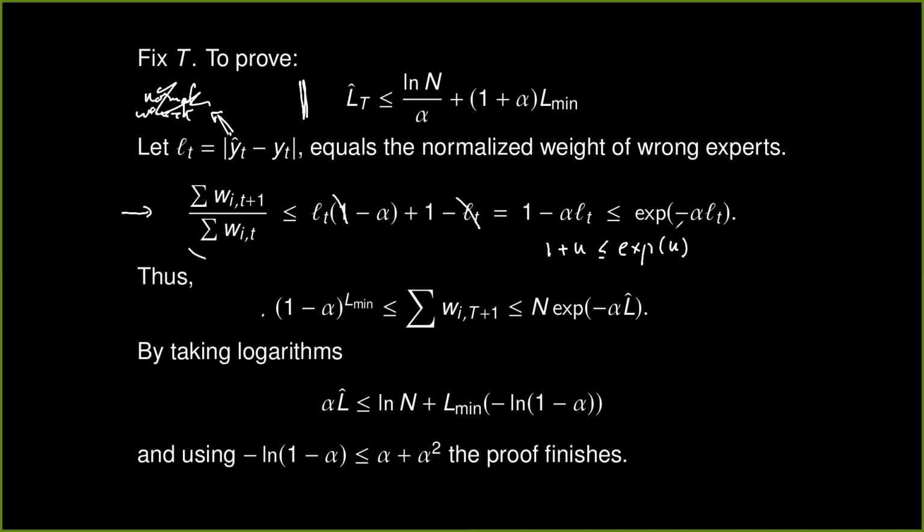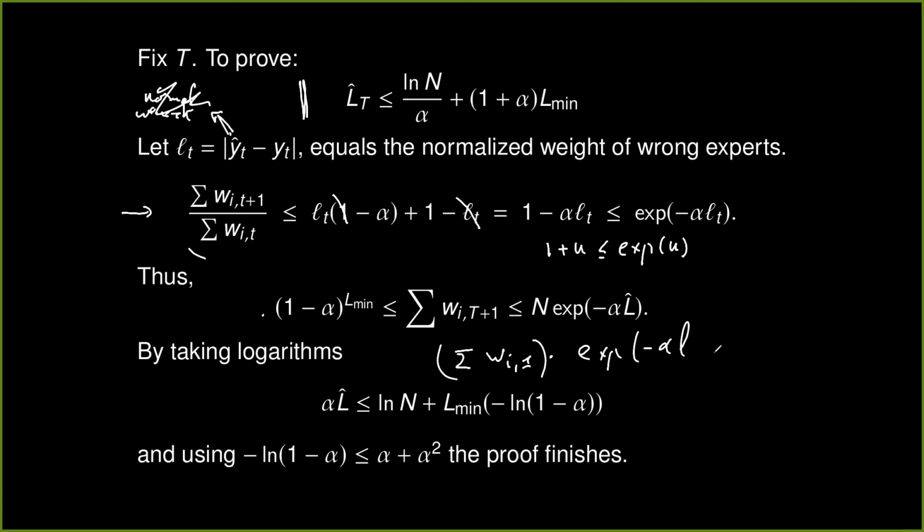And now we apply our plan. So the sum of these weights is bounded by the sum of initial weights, Wi1, times all these exponential factors. Exponent of minus alpha times the loss at time 1.